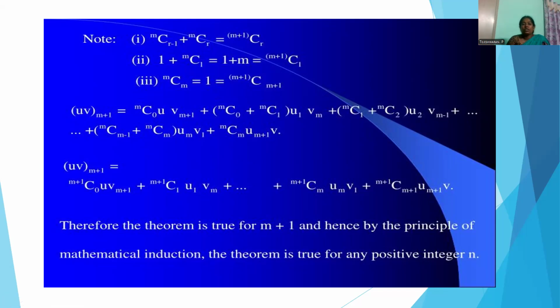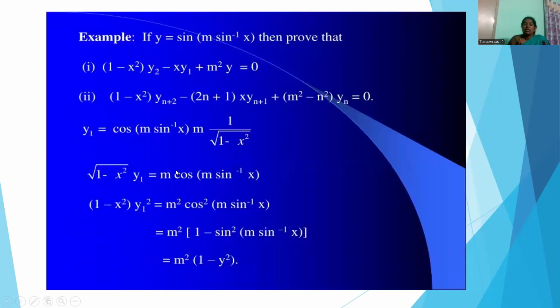Using this, we substitute these answers in the equation, we get m plus 1 c0 u vm plus 1 plus m plus 1 c1 u1 vm plus and so on, m plus 1 cm um v1 plus m plus 1 c m plus 1 u m plus 1 v. Therefore, the theorem is true for m plus 1. Hence, we prove the result by mathematical induction. The theorem is true for any positive integer n.